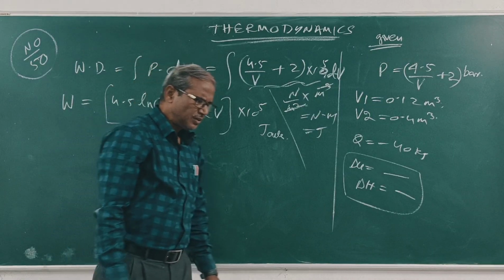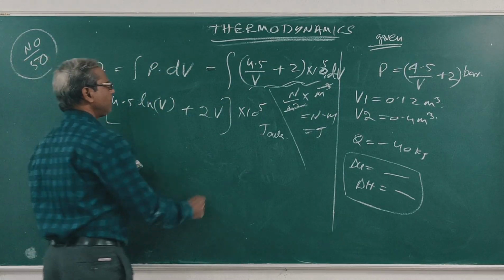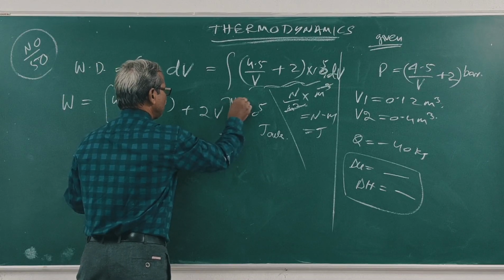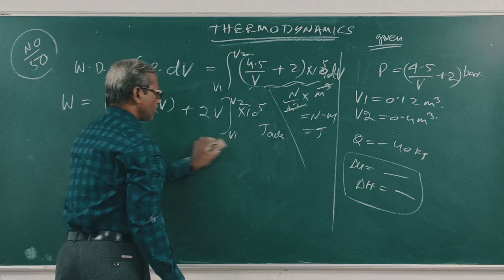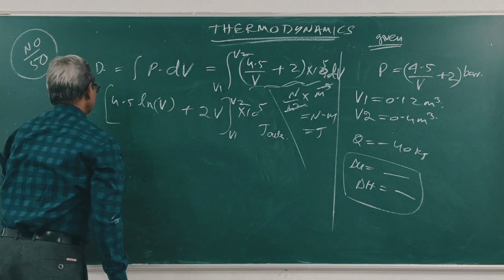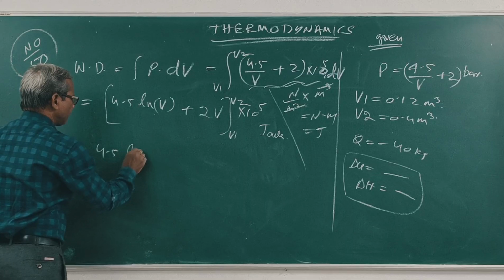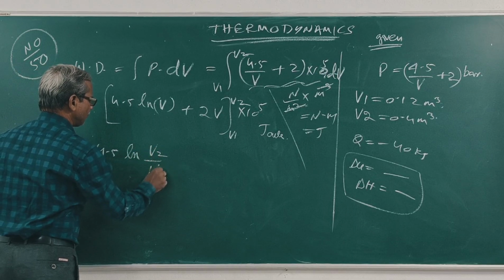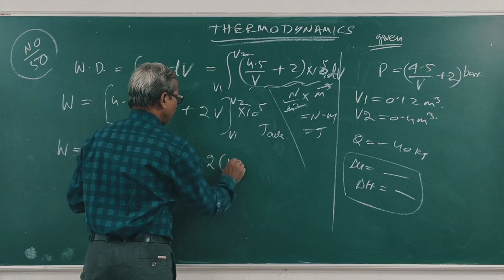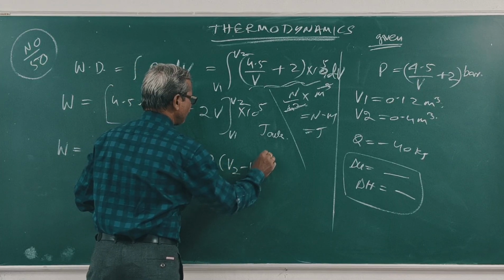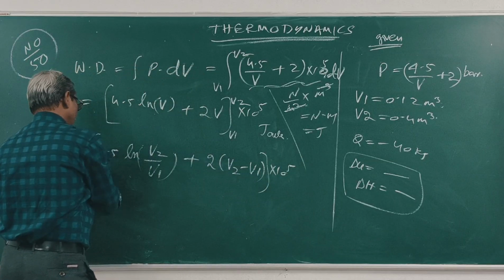Now the limit is V1 to V2. So work done is equal to 4.5 ln(V2/V1) plus 2 into (V2 minus V1), whole into 25 joule.